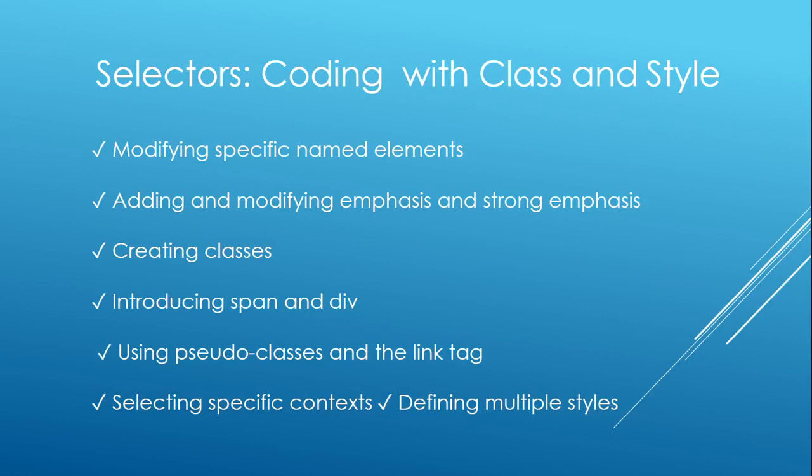Today we're going to talk about selectors, coding with class and style. This lesson will be broken into two sessions for Tuesday and Thursday. Today we're going to cover the first three objectives, and on Thursday the last three objectives. Today we're going to see how to modify specific named elements, how to add and modify emphasis and strong emphasis, and creating class.